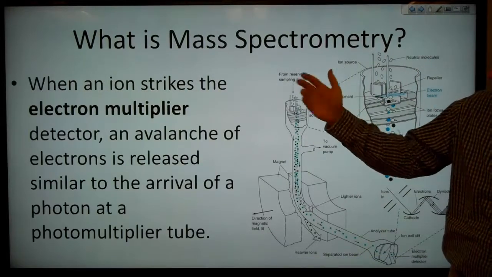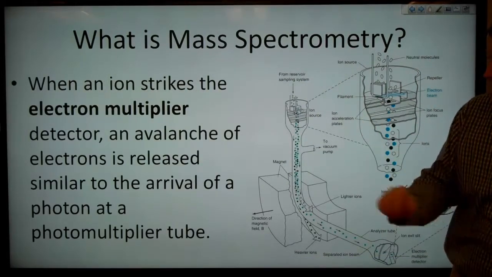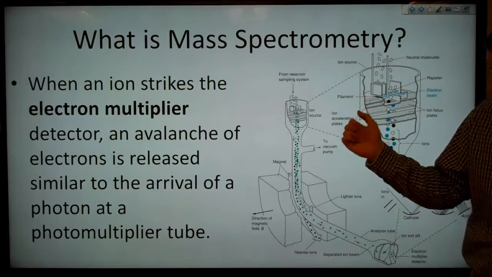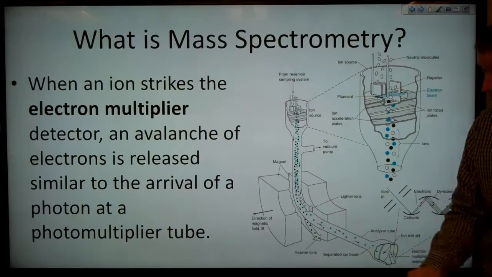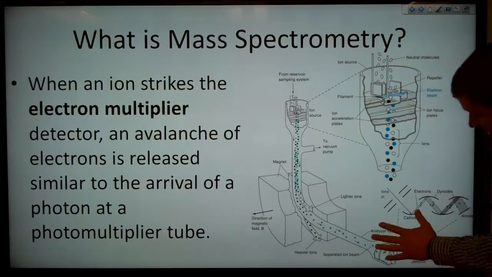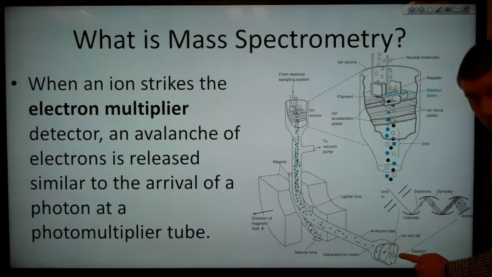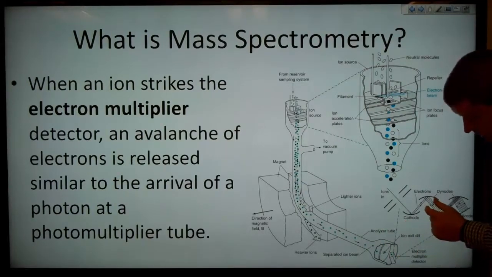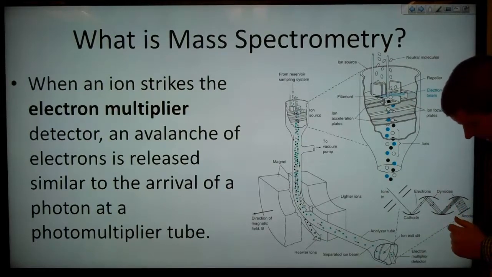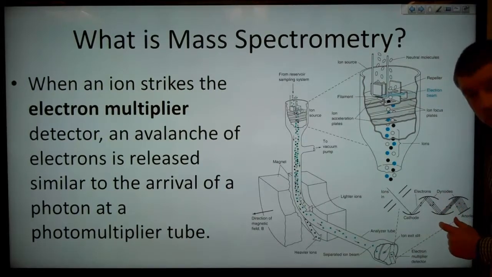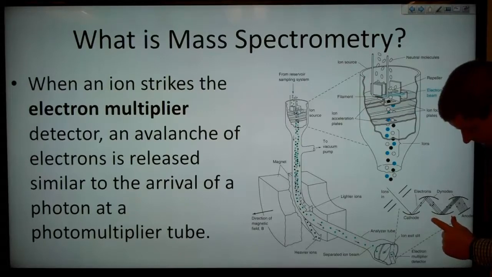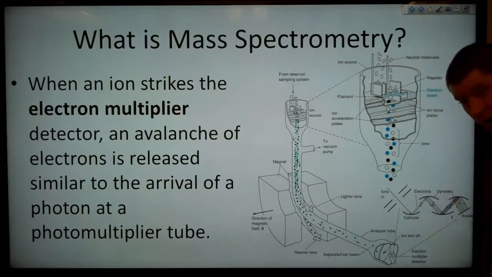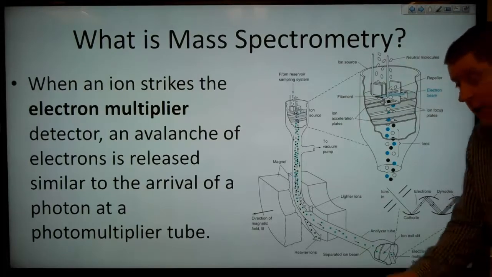When an ion strikes the electron multiplier detector, an avalanche of electrons is released, similar to the arrival of a photon at a photomultiplier tube. So you can see down here, as we have an ion come in and strike our cathode, some electrons are emitted. They strike a dynode. That dynode emits additional electrons. Those electrons then strike a second dynode, and so on, multiplying the signal until those electrons eventually strike an anode.